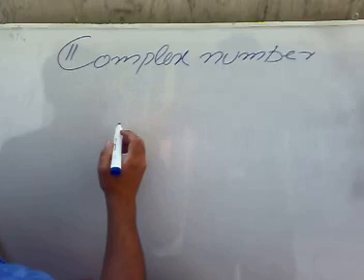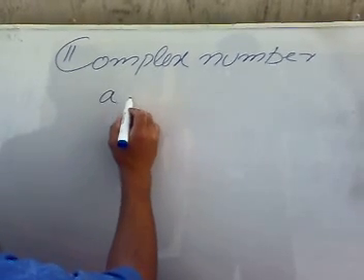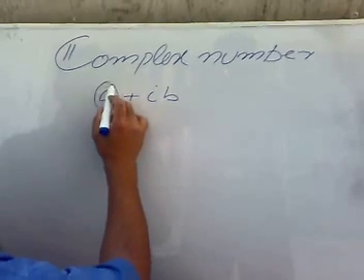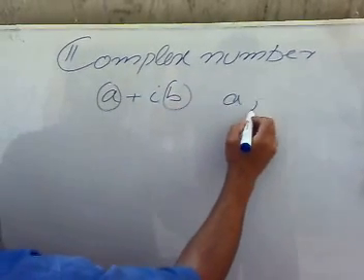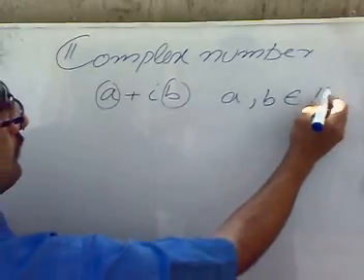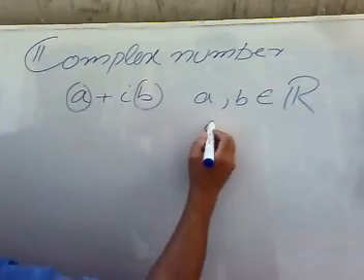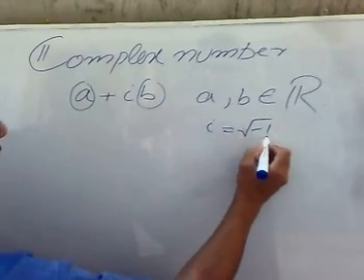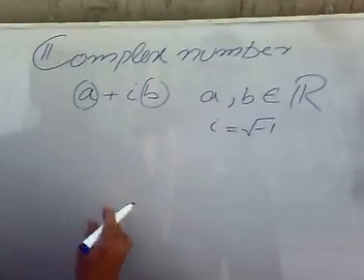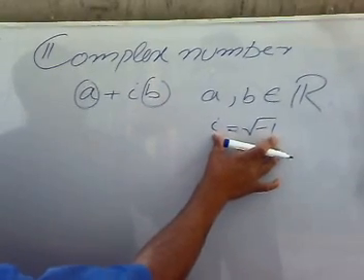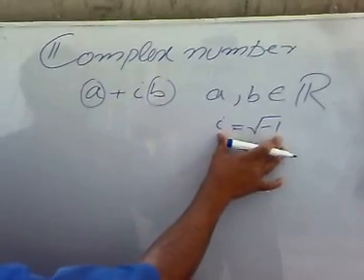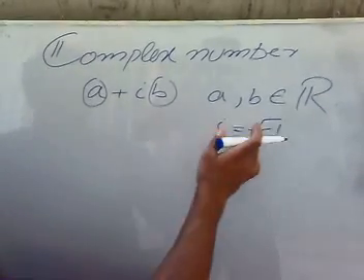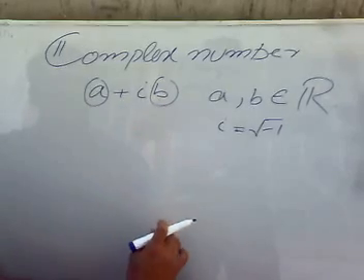So first of all, complex numbers are of the form a plus iota b, where a and b are actually real numbers, and this iota equals minus under root 1. So this is actually the extension of real numbers. Complex numbers are a superset of real numbers because every real number can be represented as a complex number.